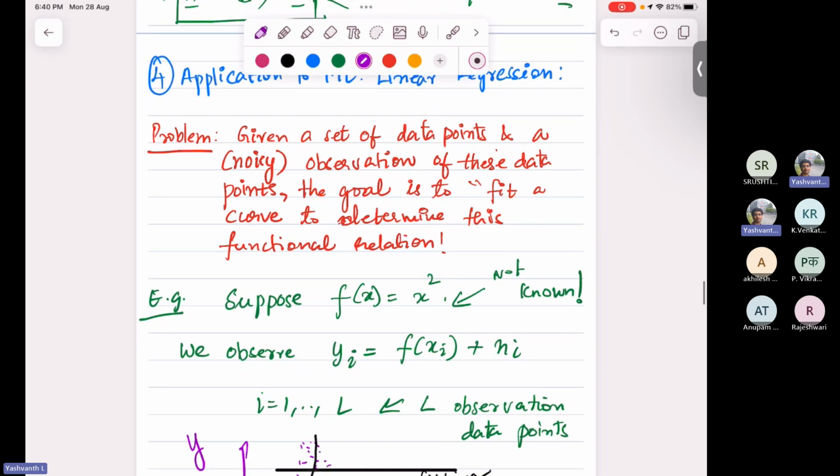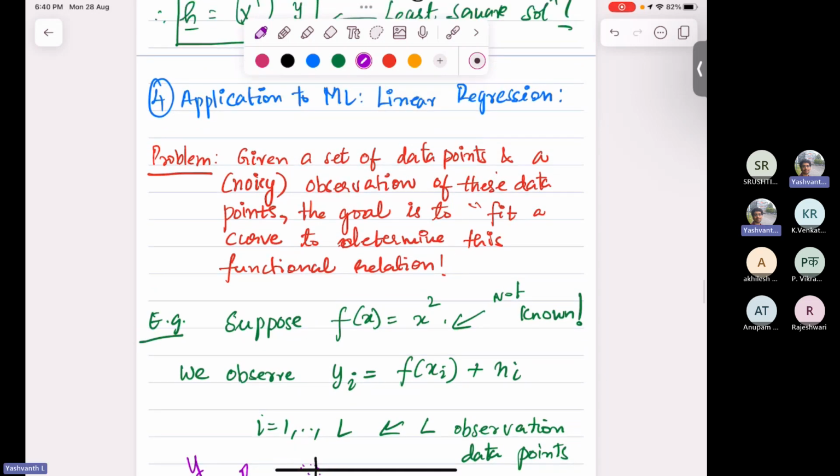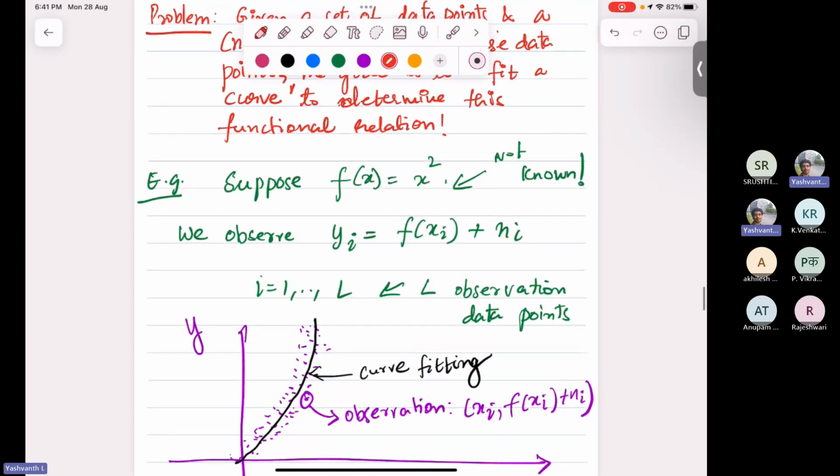What is the problem in linear regression? Given a set of data points and a noisy observation of these data points, we know that there are some data points, but we don't know what they actually are, and we get to observe a noisy observation of them. Then the goal is to fit a curve and determine the functional relation. Let me give an example.